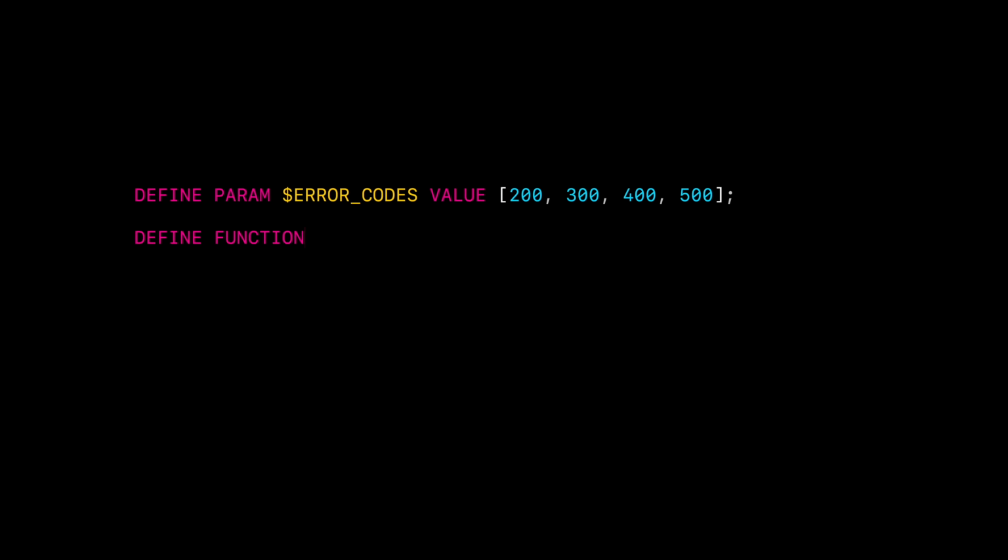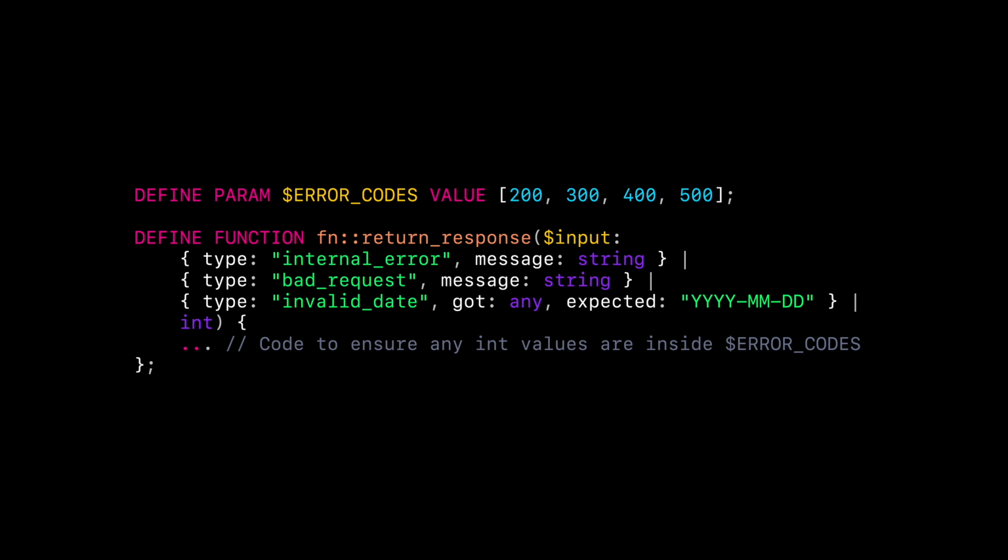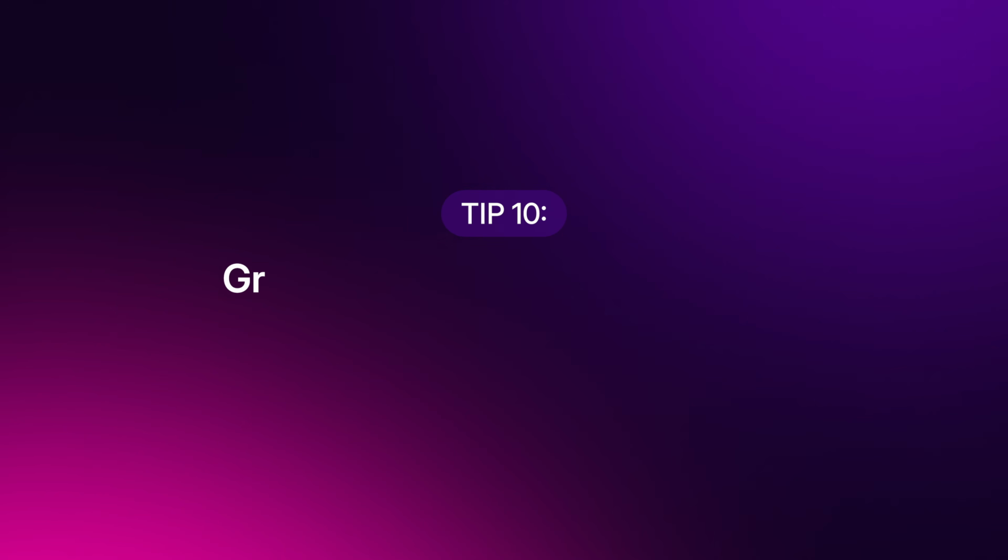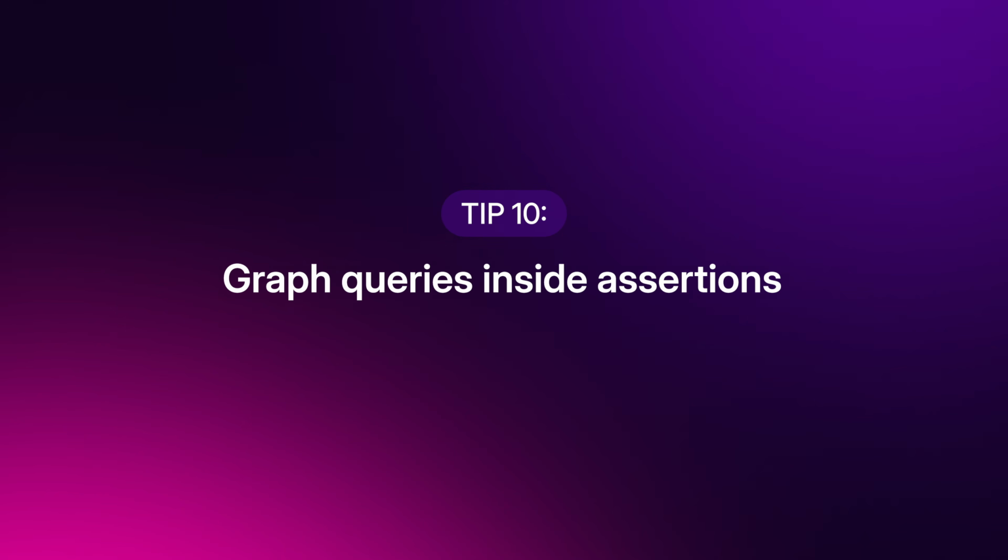You can model richer error types using SurrealDB's literal types. Those are great for structuring API responses and enforcing consistent error shapes. SurrealDB's graph support goes deep, even inside assert clauses. This lets you enforce relational integrity directly at the schema level, which is really powerful.